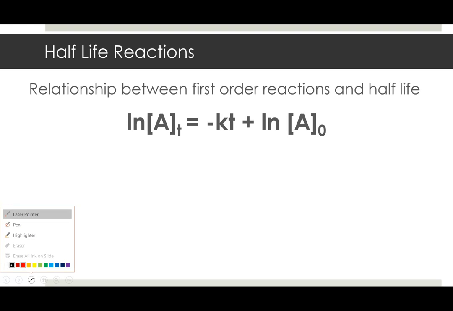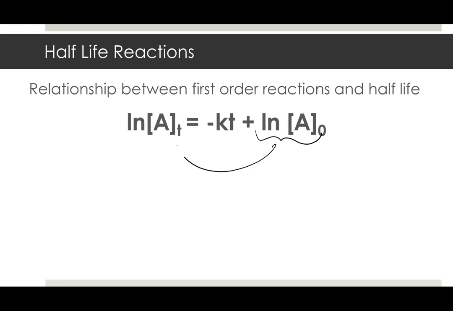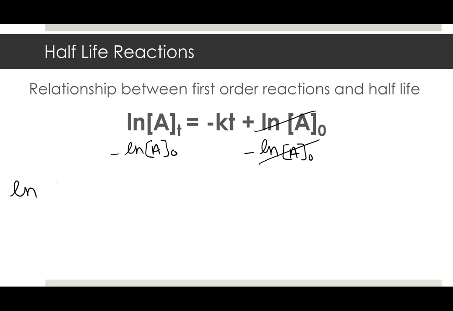So the first thing I'm going to do is just rearrange this. I'm just going to move this natural log of A over to the other side. So to do that, I'm going to subtract natural log of A at time 0. Whatever I do to the right side, I also have to do to the left side. Okay. So we've got natural log of A at time t minus natural log of A at time 0, and that equals negative kt.